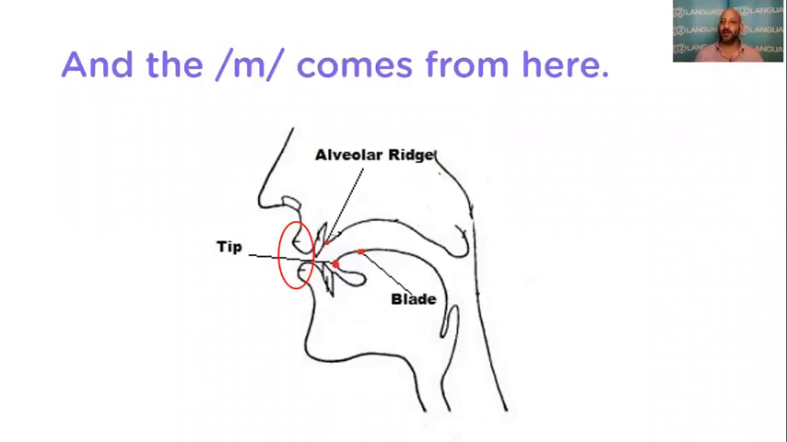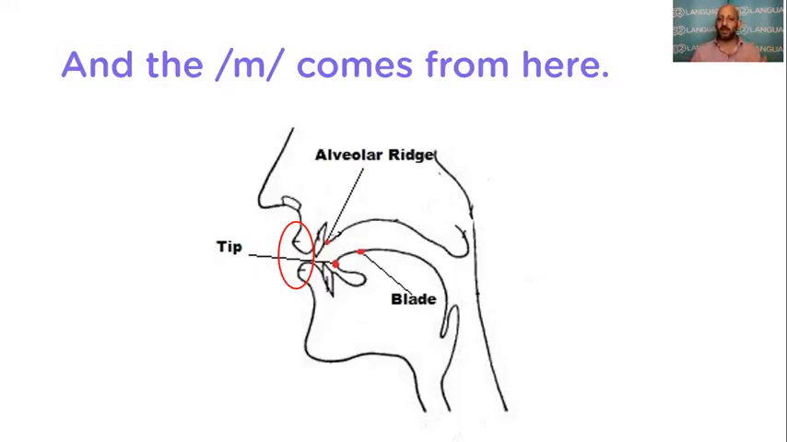I don't need the alveolar ridge. I just need my lips to go M, M, M, M. N, alveolar ridge; M, bilabial. Both lips moving together to make the M sound. All right? So is it sandwich or samwich? That's up to you. All right?